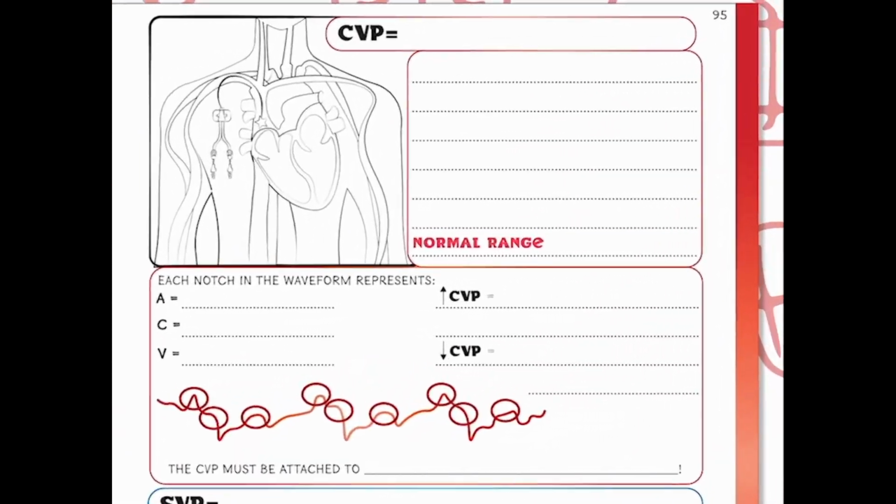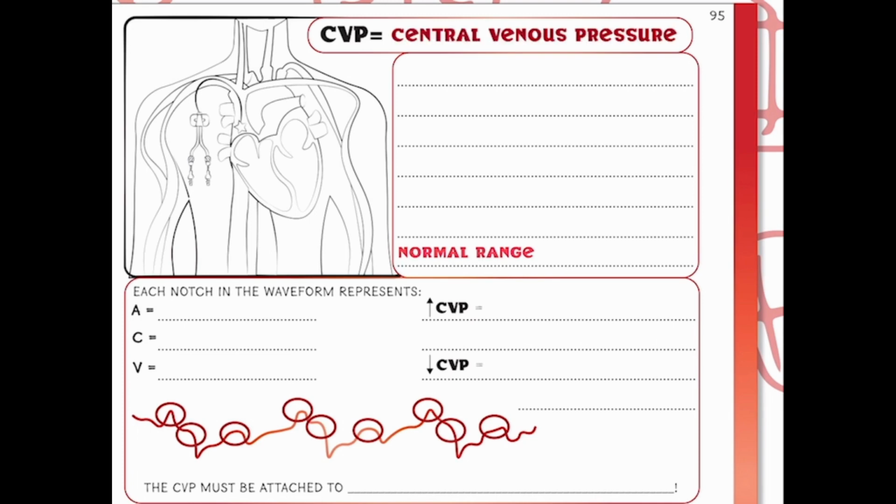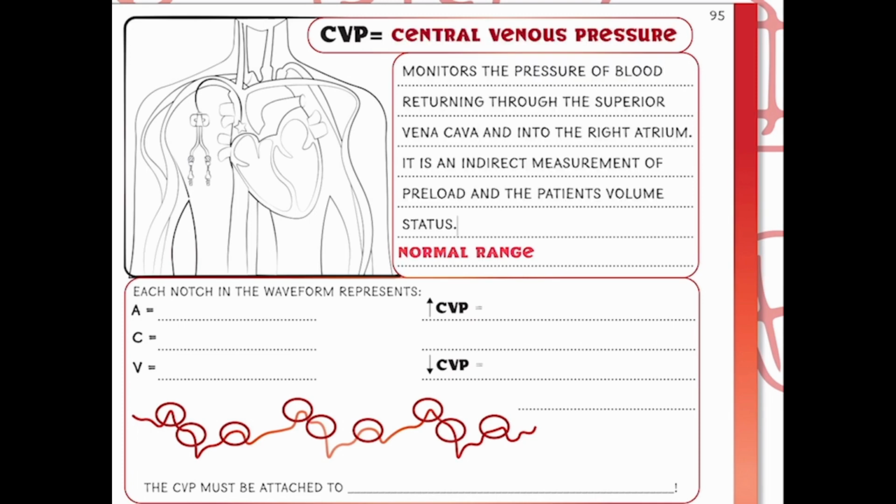So this is also known as our CVP. CVP is central venous pressure. And this is what monitors the pressure of blood returning through the superior vena cava and into the right atrium. So this is an indirect measurement of preload and the patient's volume status.